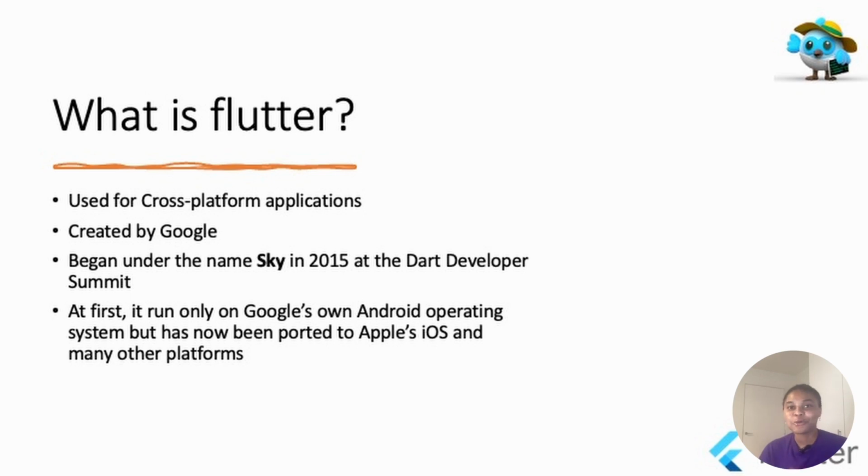Now, Flutter is an open source framework developed by Google. It is used to create multi-platform applications from a single code base. Fun fact, Flutter started in 2015 under the name Sky at the Dart Developer Summit.